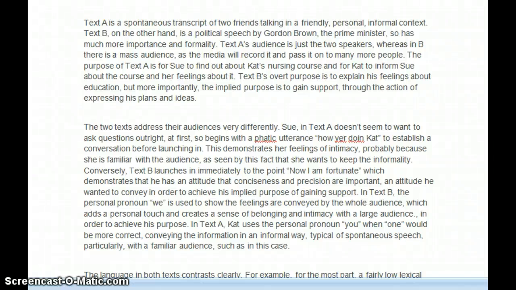This is the first spoken language sample from June 2010.